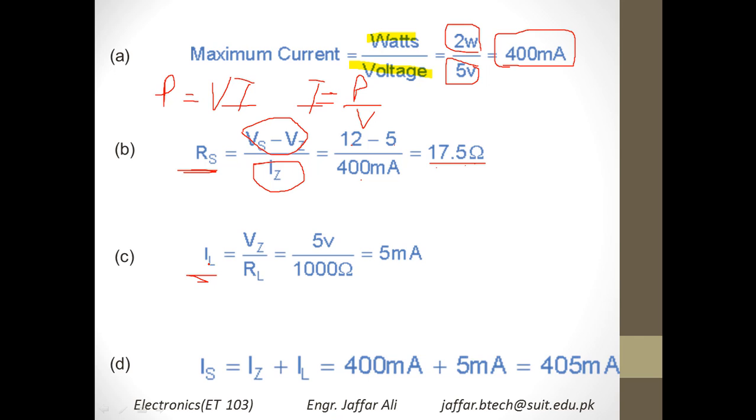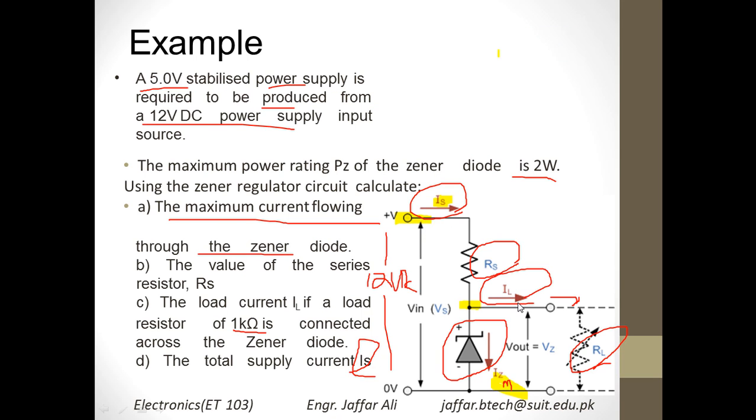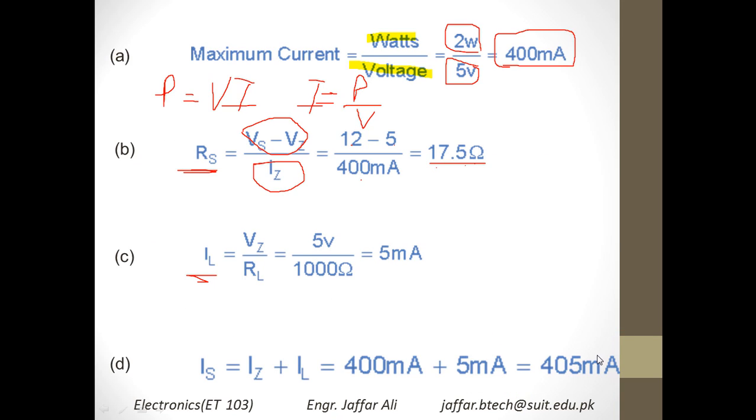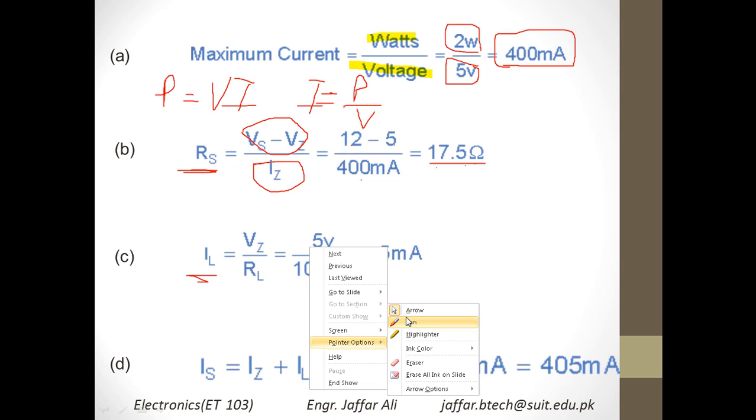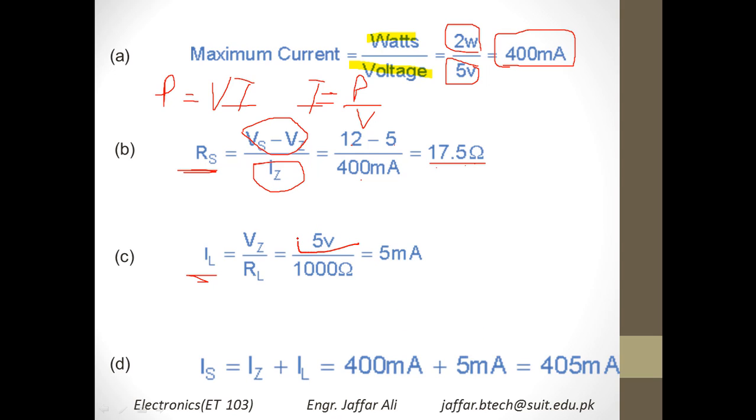After you get the value of Rs, now we can easily find the value of IL. You can see that IL is nothing but this voltage divided by this resistance. We have the voltage of 5 volts. We know that the output should be at 5 volts, and it is given that the load across that voltage is 1 kilo ohm or 1000 ohm. So you just divide both of these terms to find the value of the load current.